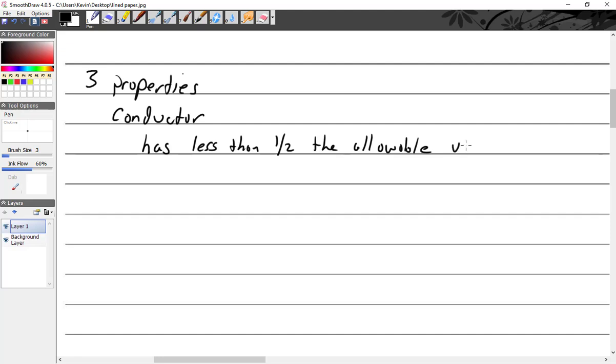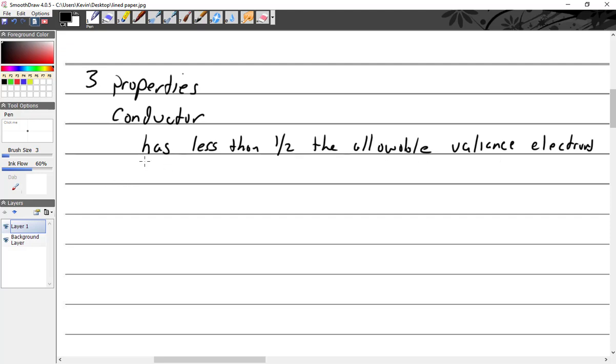Valence electrons. What's a valence electron? The outermost shell, the outermost electrons. How did I figure out how many electrons can go in each shell? 2n squared. Okay, so a conductor has less than half the allowable.